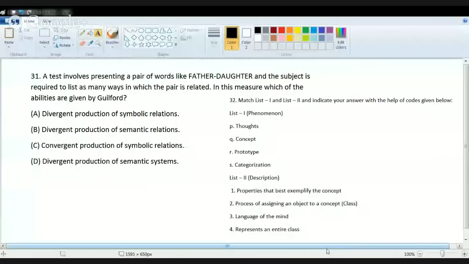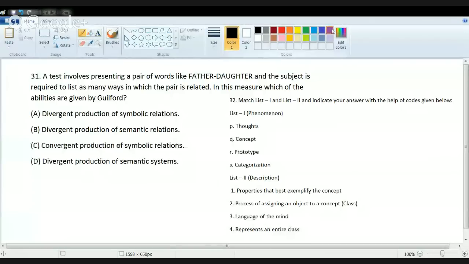Today we will be covering the remaining 20 questions of UGC Psychology, Paper 2 for June 2014 examination for UGC NET. So we'll start with a set of questions. Here is the first question that we will be covering today.